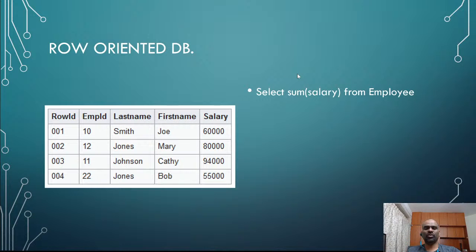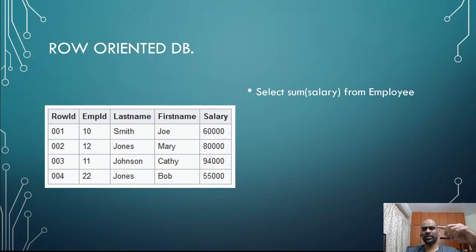Same way, what if I want the sum of the salary from employees? What do I have to do? I have to first check the first row, second row, and add. So four rows I should add. The needle will be in the first row, then come to the second row, third row, fourth row, and then add it up, and then it gives you the output. Think of it as a needle moving through the rows, or your eyes moving through the table in Excel.